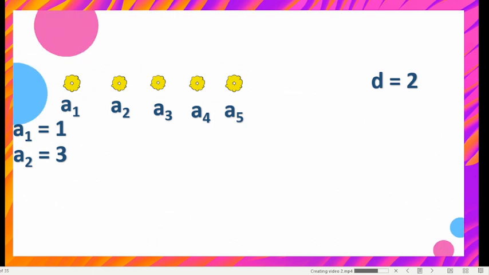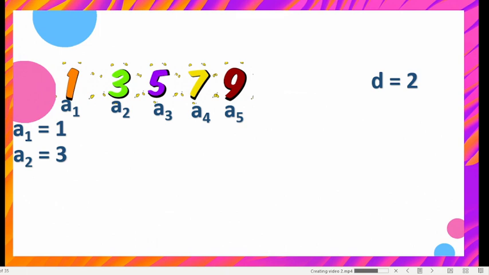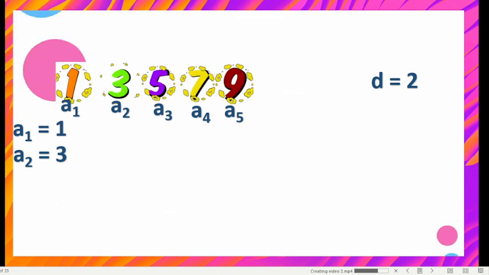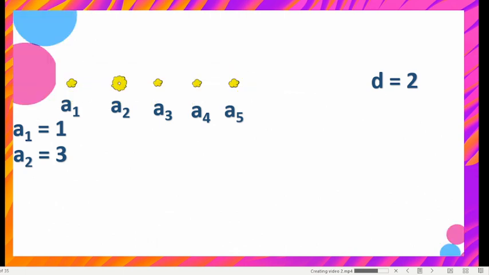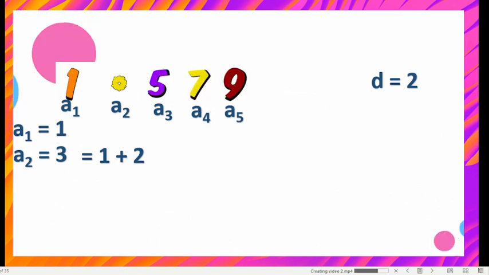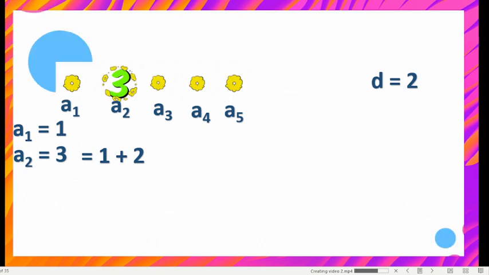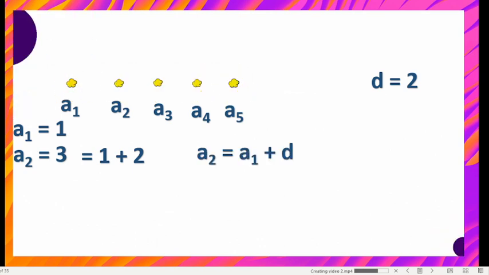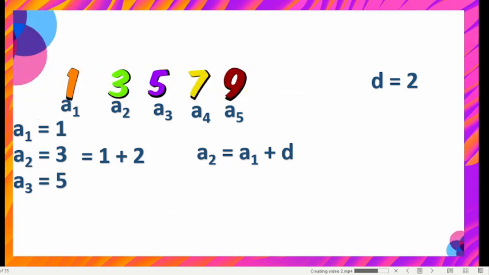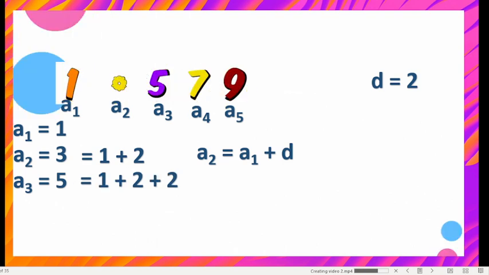Consider the arithmetic sequence 1, 3, 5, 7, and 9. The first term is equal to 1, and the common difference is equal to 2. The second term is 3, and can be written as 1 plus 2. Replacing 1 by a sub 1 and 2 by the letter D, we have a sub 2 equals a sub 1 plus D. For the third term, 5 can be expressed as 1 plus 2 plus 2.